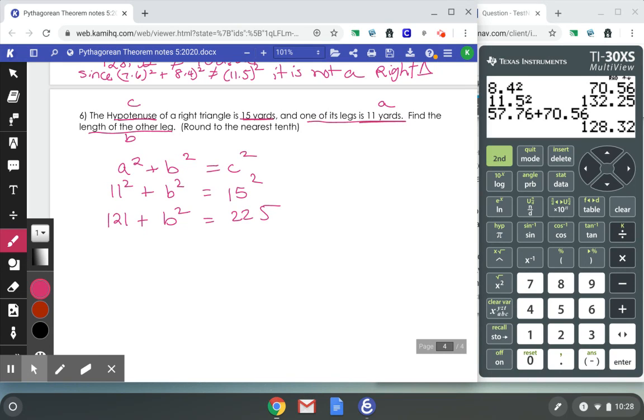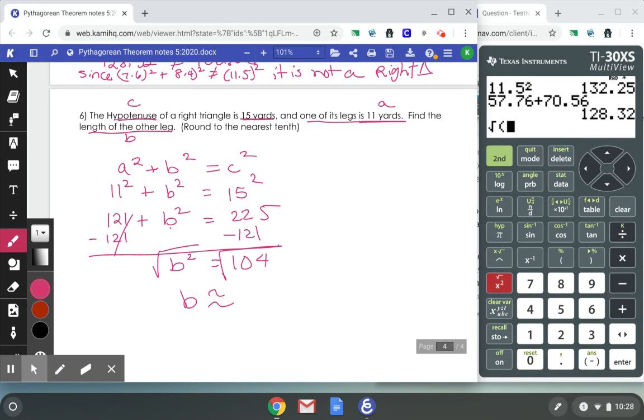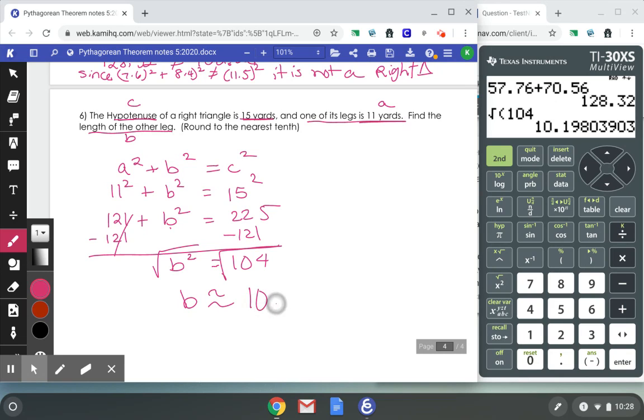And now I'm going to get B by itself. I'm going to do that by subtracting 121 from both sides. So I'm left with B squared equals 104. And then I have to get B by itself by doing the square root of both sides. So B will be approximately 10.2. What does it say? Round to the nearest tenth. So this will round to 10.2 yards.